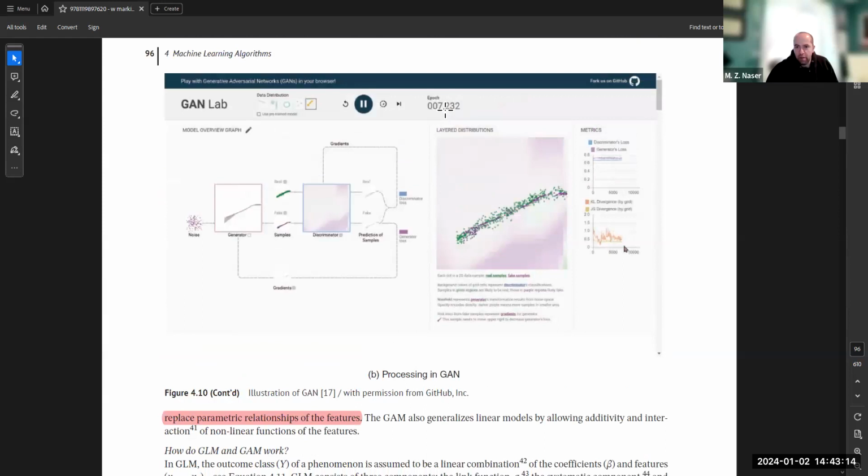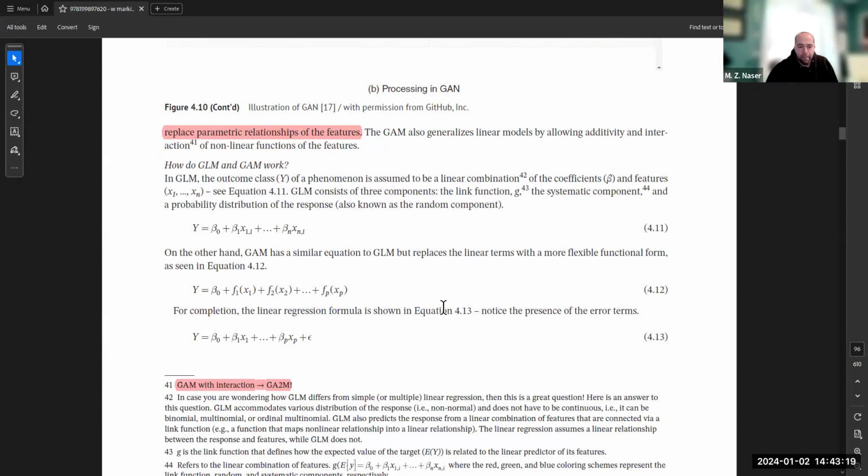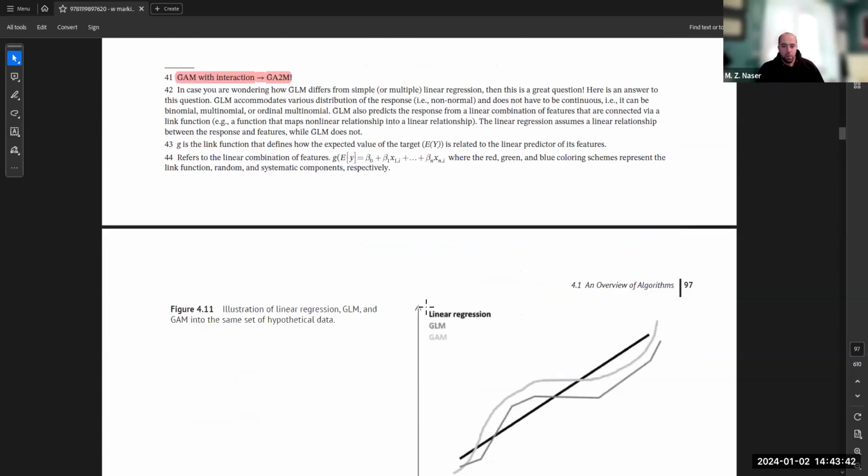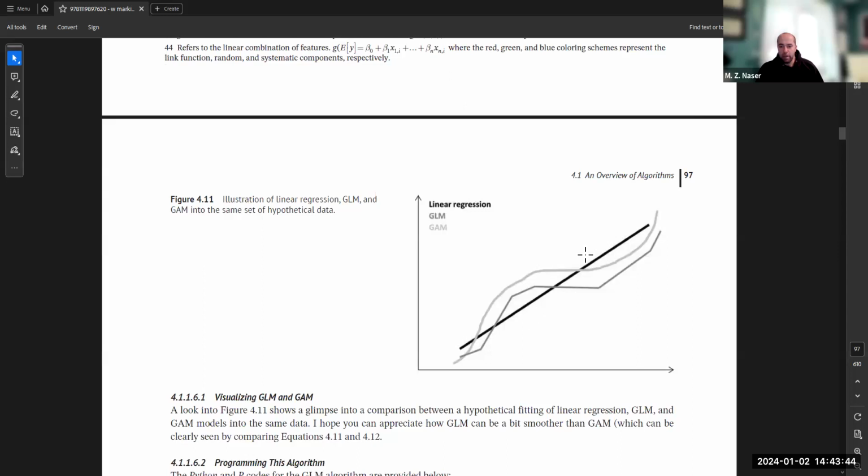I think this one took 7,000 runs to get this line correctly. We try to have a function instead of, for instance, beta 1 x. It's no longer like a parameter slope. We could also have interactions, and this is where GAMs become GA2M. The 2 is for interaction. We have, let's say, a straight line from linear regression, and we have GAMs and GLMs trying to define this data.